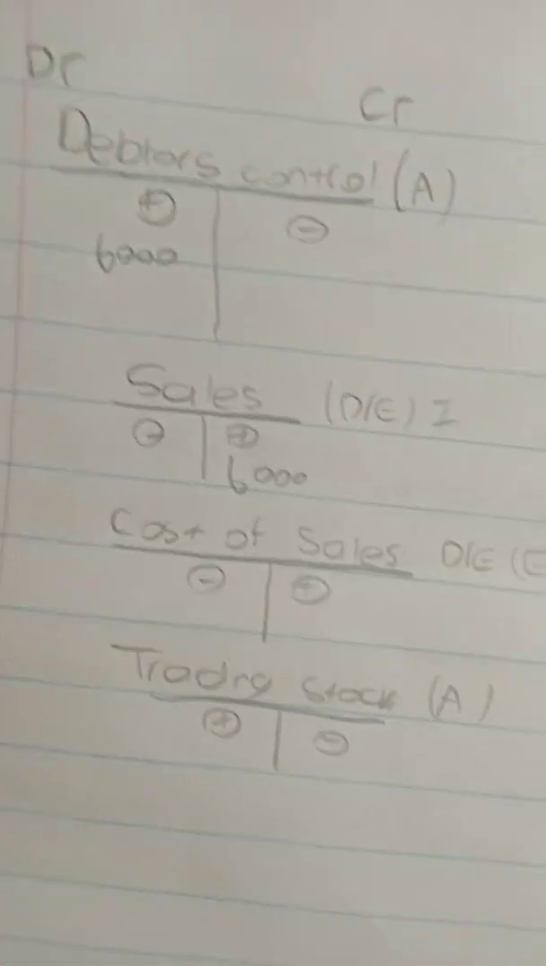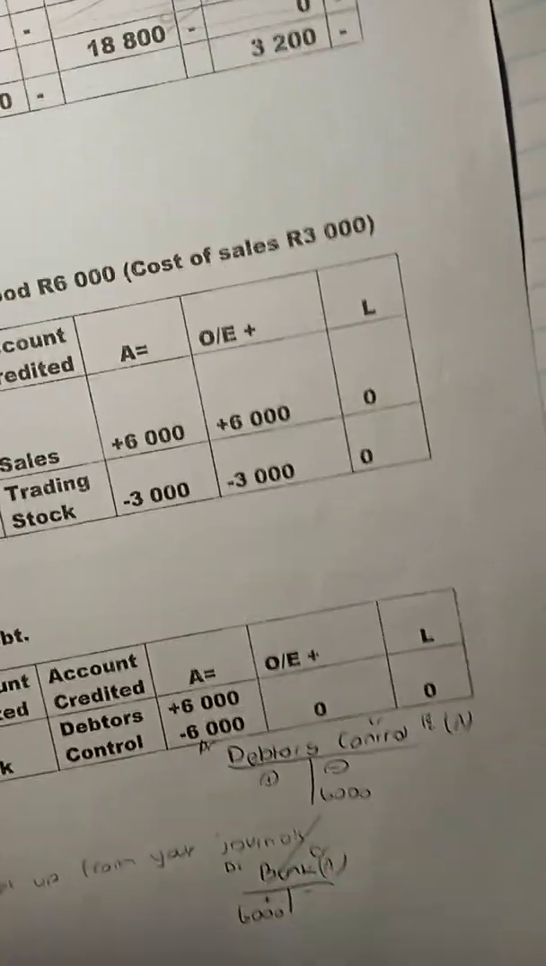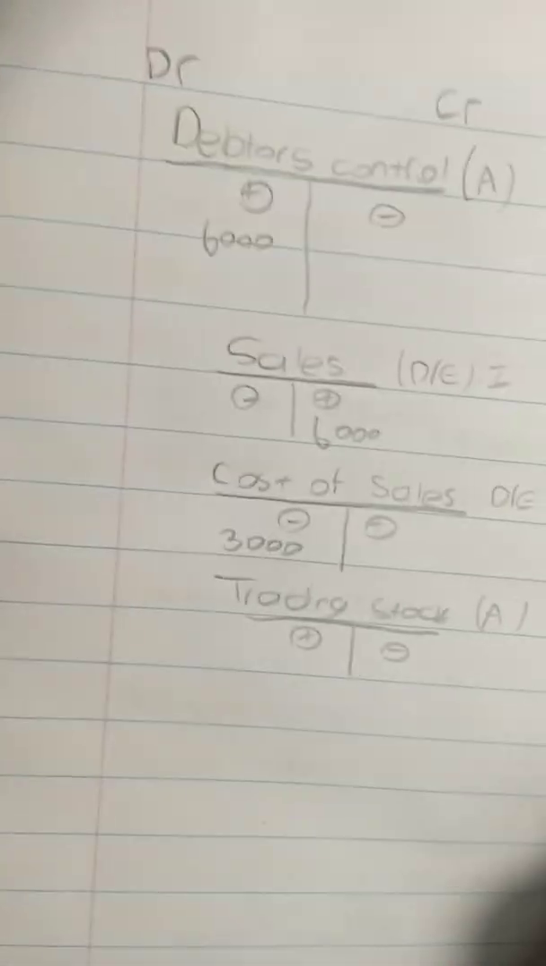And then cost of sales. Remember, cost of sales is what you pay for the goods. Here it's 3,000 rand. And cost of sales is always an expense for the business. And all expenses go to the decrease side, okay? So the 3,000 rand cost of sales goes there.